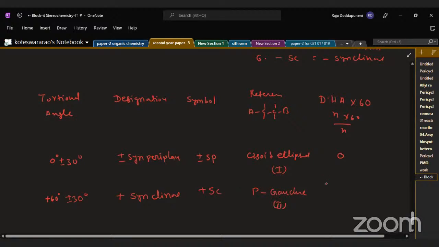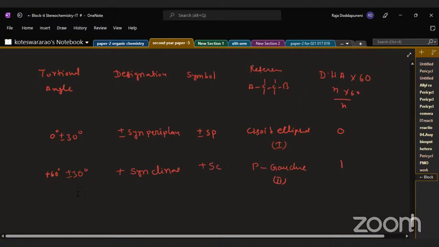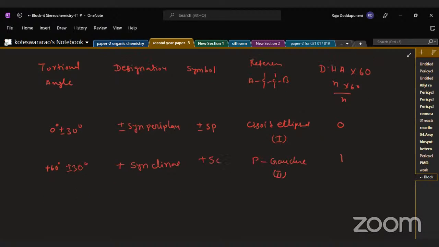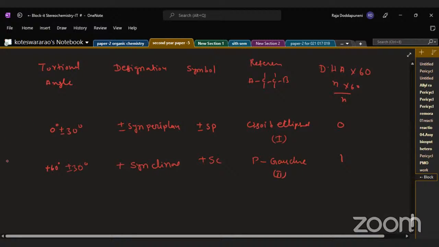Now the dihedral angle is multiplied with 1 into 60, that is 60 degrees. That means you can see that the dihedral angle between the 60 degrees, that is 0 to 90 degrees, the angle is known as 60 degrees. The angle between these two is considered as the dihedral angle, right?